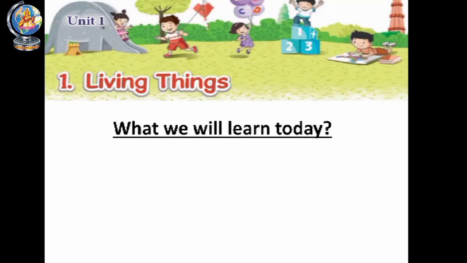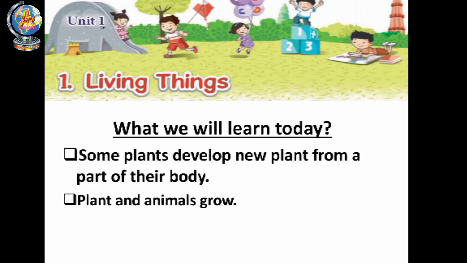So what will we learn today? Two points here. First, some plants develop new plants from parts of their body. In the previous slide you have seen that plants produce seeds, but many plants produce new plants from their body parts like stem or leaves, right? And the second point that we are going to learn is how plants and animals grow, right?